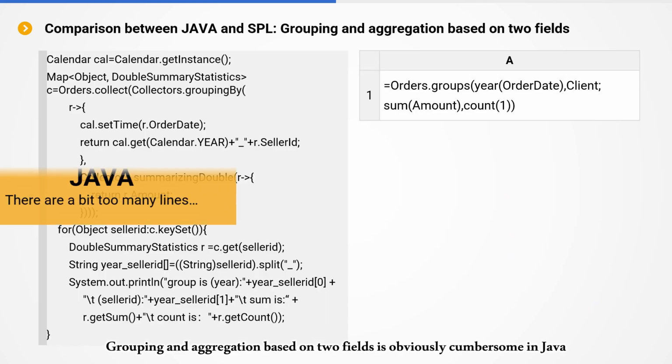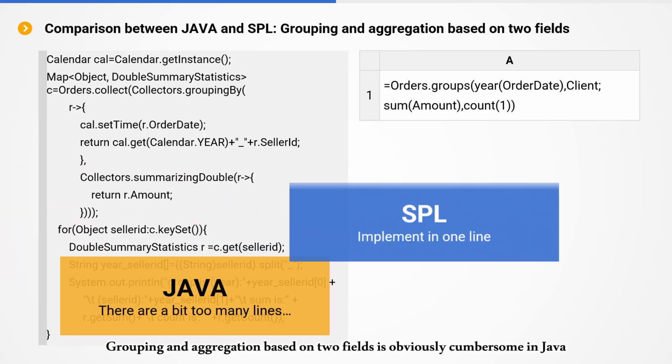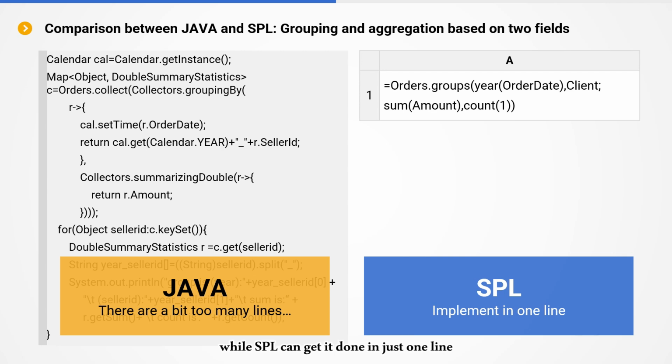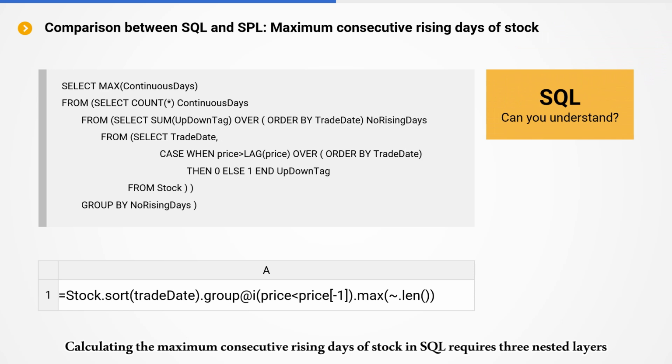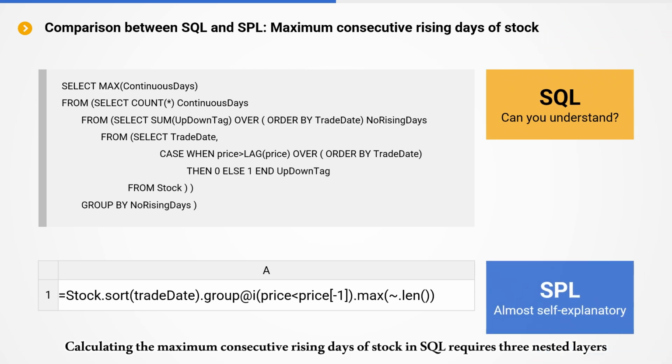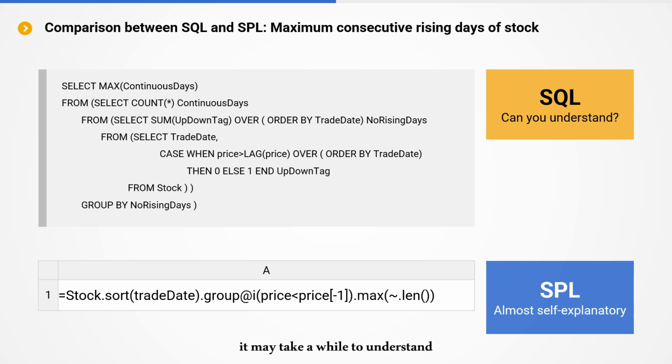Grouping and aggregation based on two fields is obviously cumbersome in Java, while SPL can get it done in just one line. Calculating the maximum consecutive rising days of a stock in SQL requires 3 nested layers, not to mention writing it. It may take a while to understand. In contrast, SPL can express the same computational logic in a single line. Even if you're not familiar with SPL syntax, you can still grasp most of the logic.